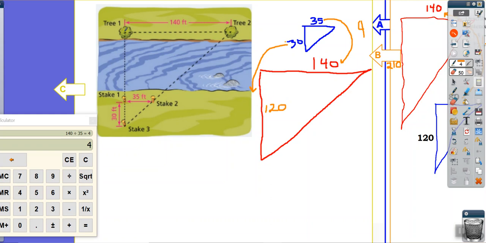Well, that's the distance from tree 1 all the way to stake 3. I know 30 of that is taken up between stake 1 and stake 3. So 120 minus 30, well, that's just 90 again, right? So we get the same answer. So we've been able to double check our work from the first problem.